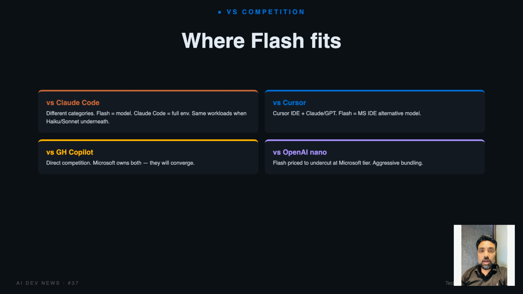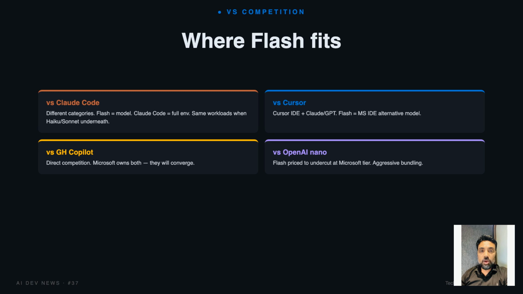Versus Cursor, similar story. Cursor is an IDE with Claude or GPT underneath. Microsoft is positioning Flash as the model for Microsoft IDEs. Versus GitHub Copilot, this is closer to direct competition. Copilot's agentic mode and Flash both want to be your default code generation model. Microsoft owns both, so expect them to converge over time. Flash will probably become the default model behind Copilot's lower tier and free tier.